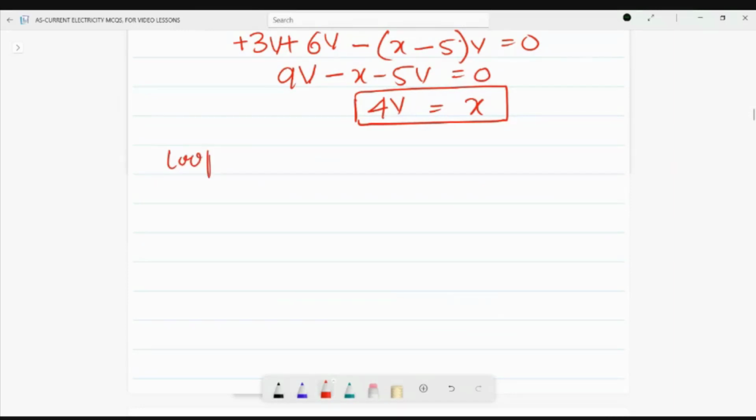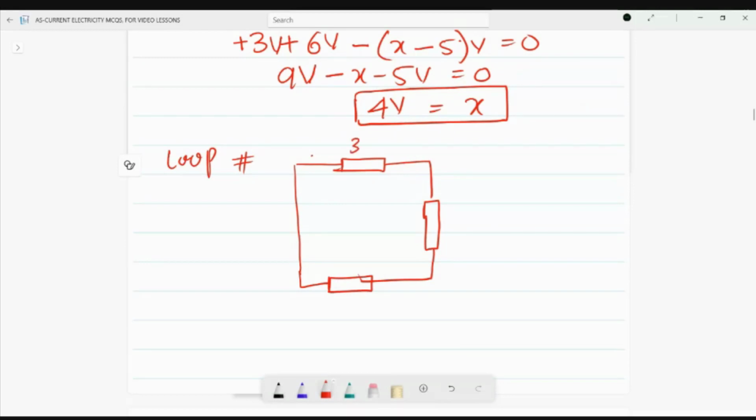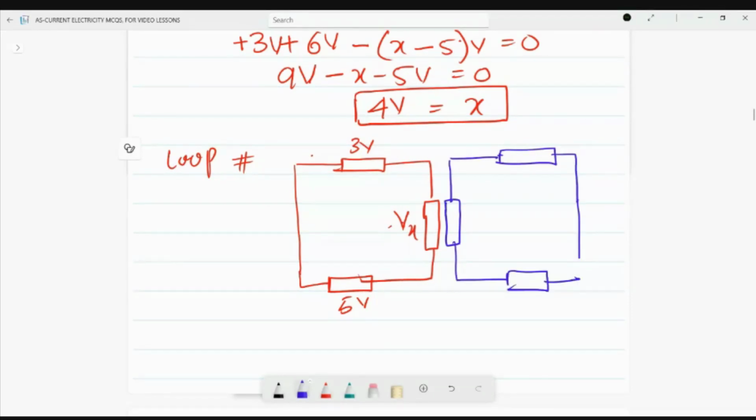So in loop number 2, I have 3 volt over here, I have unknown voltage over here, and then I have 5 volt over here. So 3 volt, Vx, you can consider it as the voltage across this resistor, Vx, and then we have 5 volt. Similarly, I have another loop. That loop consists of the same resistor again. Then I have this resistor, and then I have calculated this 4 as well. So it is your 6 volt, it is your Vx, and this is your 4 volt.